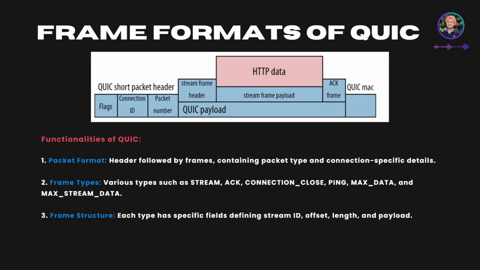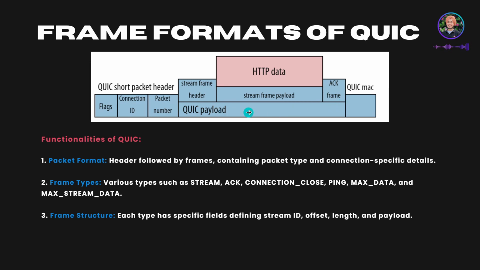It basically contains the essential information for processing the packet, including the packet type, payload length, and other flags. Then we have the stream frame header. This contains information about the stream frames such as the stream ID and the offset of the data within the stream. Then we have the stream frame payload. This contains the actual data that is being transported. Then we have the acknowledgment frame. This frame is used to acknowledge receipt of packets.